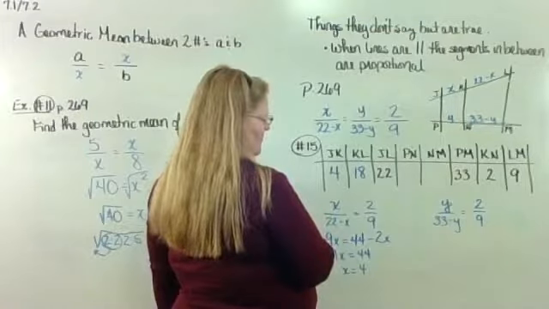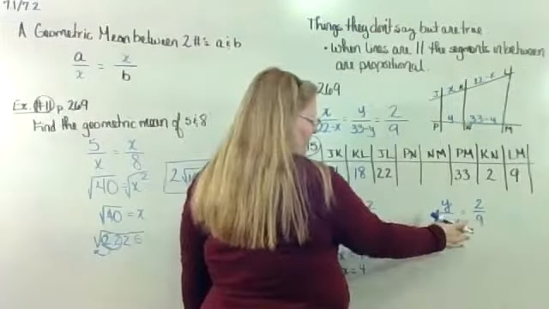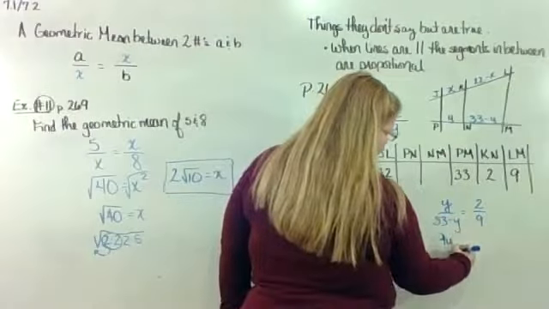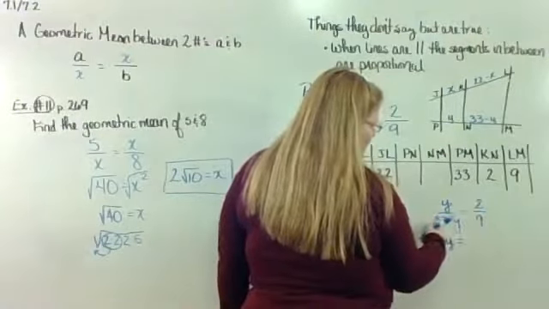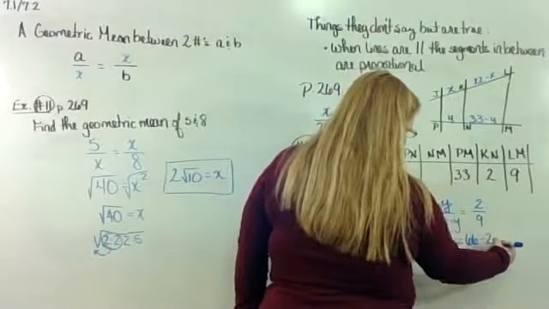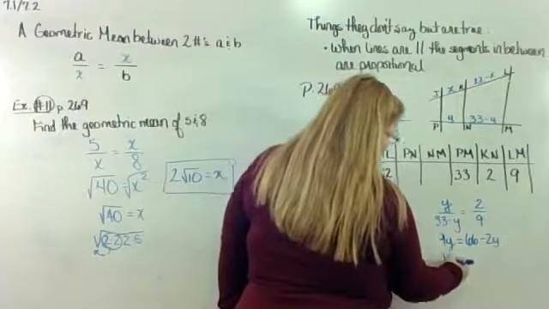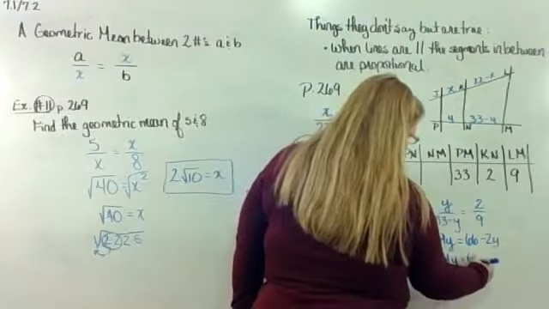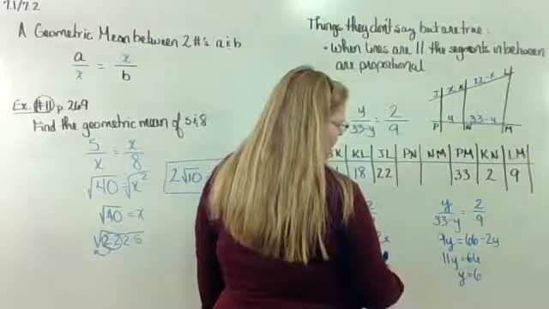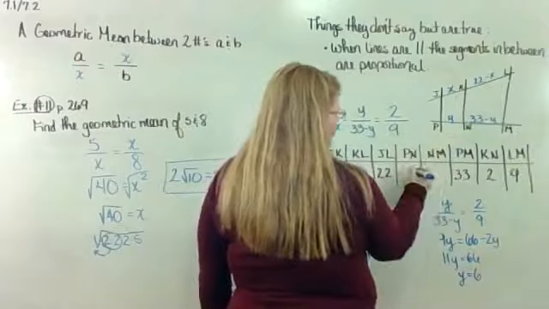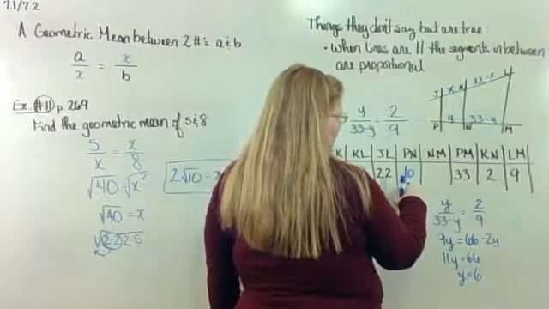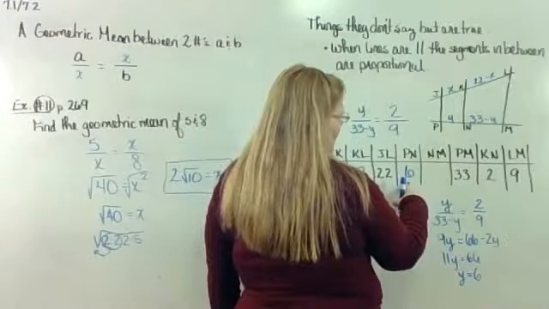Okay. So over here, do the same cross multiplying. 9y is equal to 2 times 33, which is 66, minus 2y. Add 2y to both sides. 11y is equal to 66. So y must be equal to 6. Y was PN, so that one is 6. And 33 minus 6 is 27.